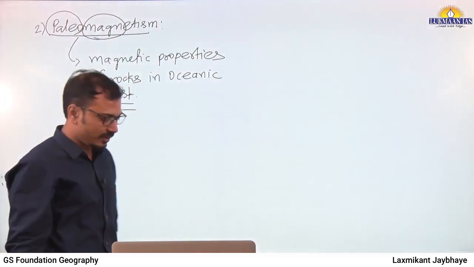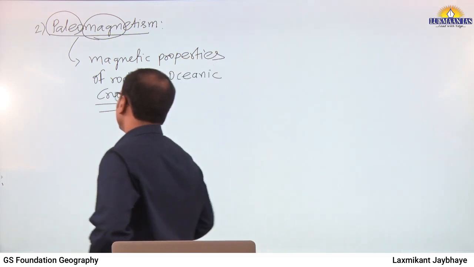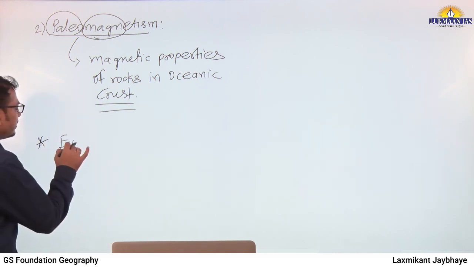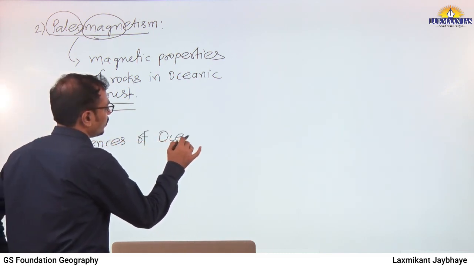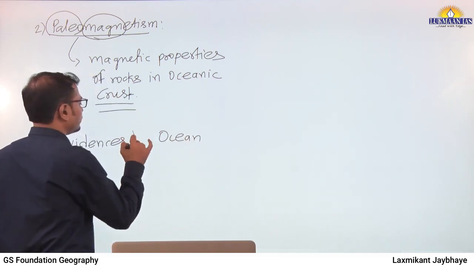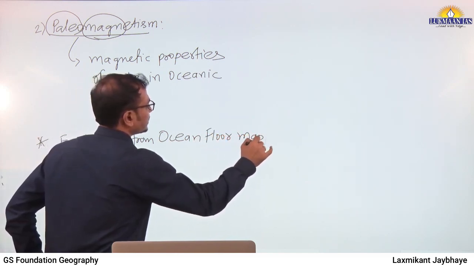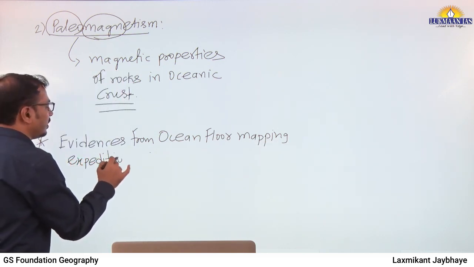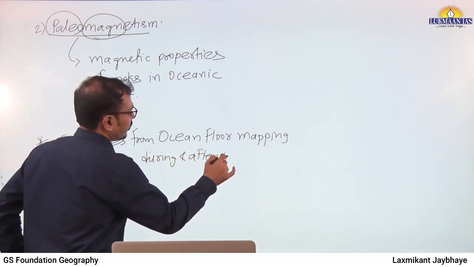So the basis of the explanation of sea floor spreading by Harry Hess has these two important bases that helped him propose it. Along with that, the evidence from ocean floor mapping expeditions that were undertaken during and after World War II.